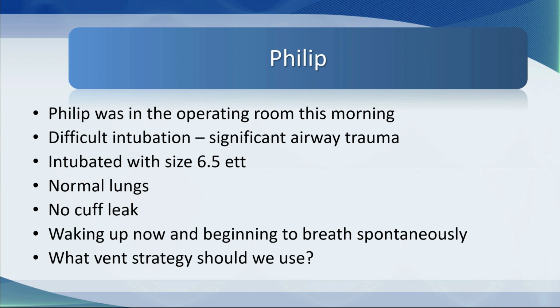Now, Philip has normal lungs, but there is no cuff leak, that's indicative that he has quite significant airway edema, so he's going to be stuck with this tube in his throat for the foreseeable future. Now, Philip is beginning to wake up and breathe spontaneously, and the question that arises is, with such a small endotracheal tube, what ventilator strategy should we use?